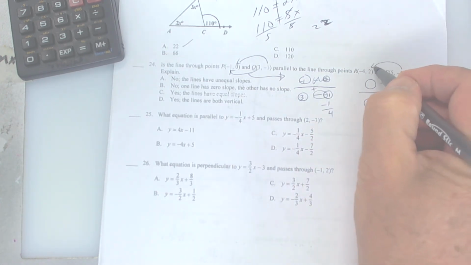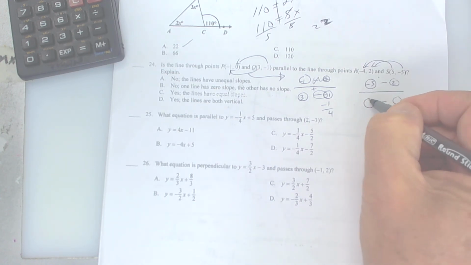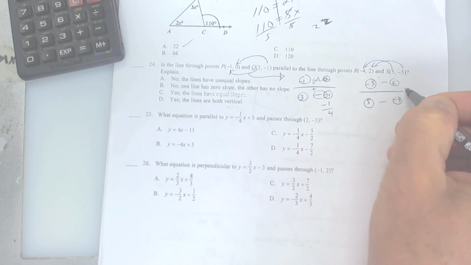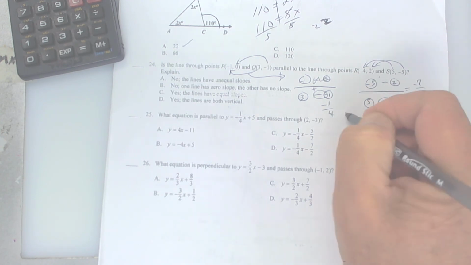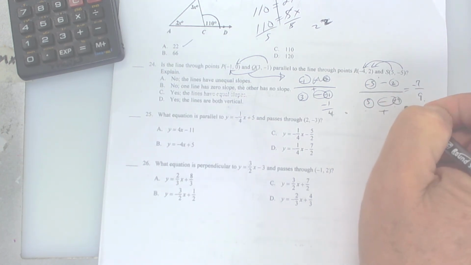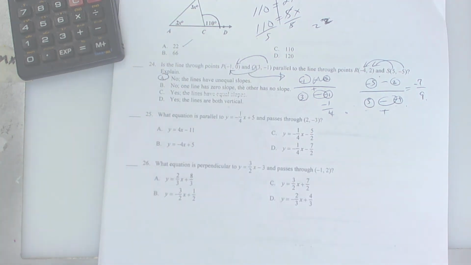Here I get -5 minus 2. And then I get 5 minus a -4. So that gives me a -7. And this is a plus. So I get -7 over 9. The slopes are not the same, so the lines are not parallel. What does it say? No, the lines have unequal slopes.